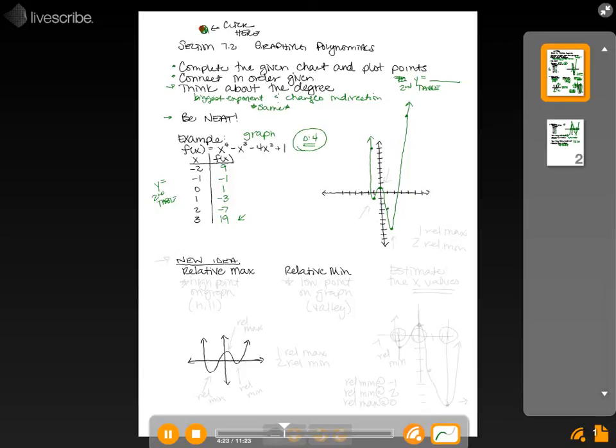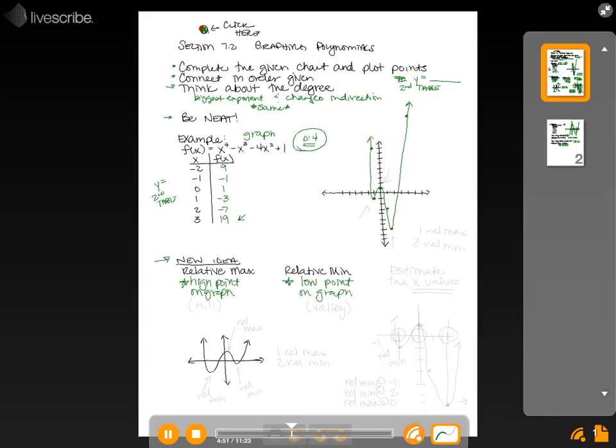That's the hard part. The second part is that we're going to add a new idea to this. Relative max and relative min. Now a relative max is a high point on the graph. And a relative min is the opposite. It's going to be a low point on the graph.